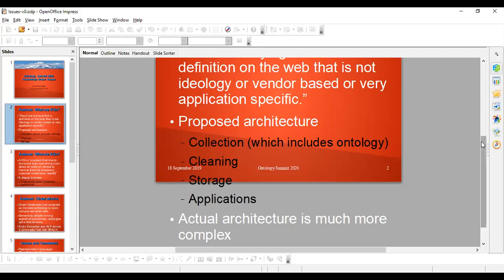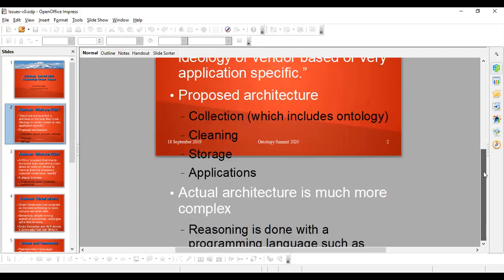Hey, Kenneth? Yeah. In that list of items you have for proposed architecture, that's an application architecture, isn't it? Yes, it was definitely application architecture. As opposed to just the architecture of the knowledge graph by itself. Well, we'll get to the next slide. Okay.